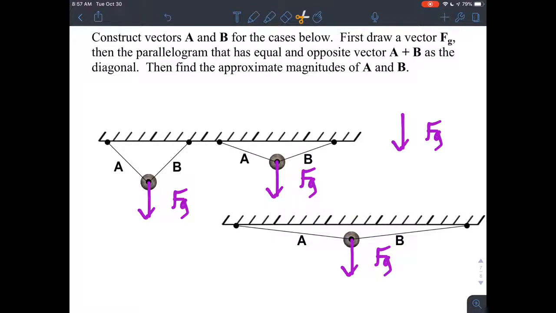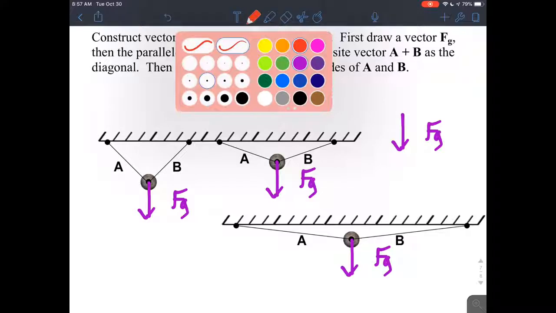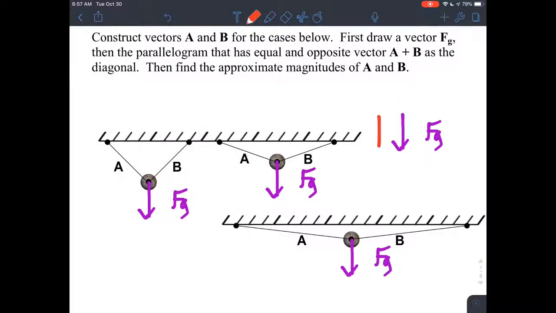So the idea here is that we need to create a vector that is equal and opposite. A plus B must create a vector that is equal and opposite to Fg. So the way we're going to do that is we're going to create another vector that is equal and opposite to Fg, which basically looks like that. Okay, so there's my Fg. A plus B must equal that red one. A plus B must equal this red one, and A plus B must equal this red one.